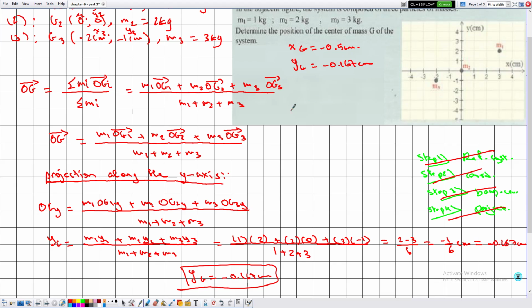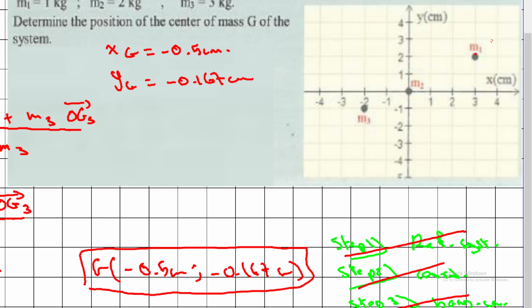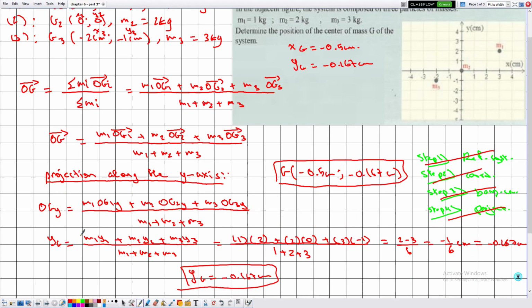Then the position of the center of mass, or its coordinates, are given by G (minus 0.5 centimeters, minus 0.167 centimeters). And what does G represent? It represents the center of mass of the system composed of 3 particles given by 1, 2, and 3.